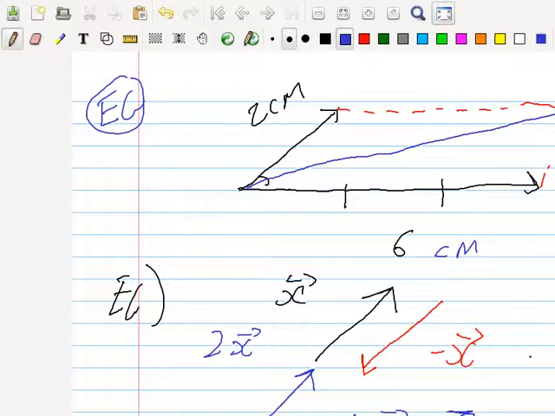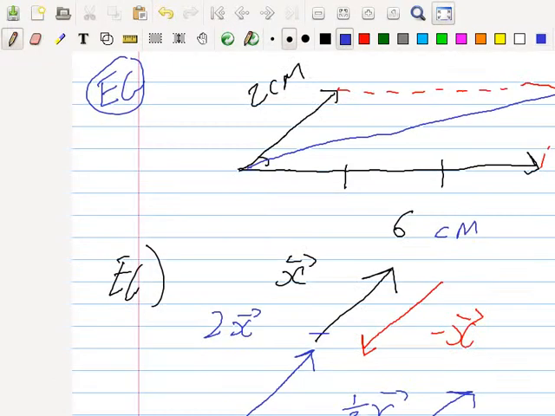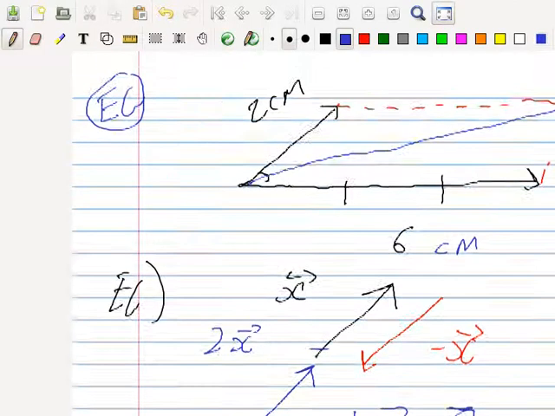I've shown you how to add vectors. You can add this together, the black one and the red one. What happens if you add the black and the red vector together? You get 0, they cancel.